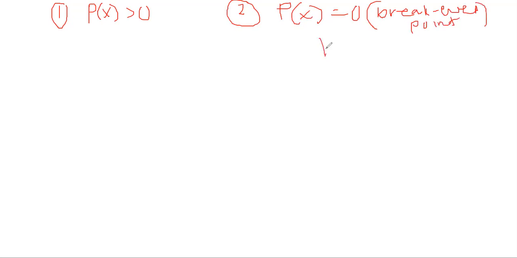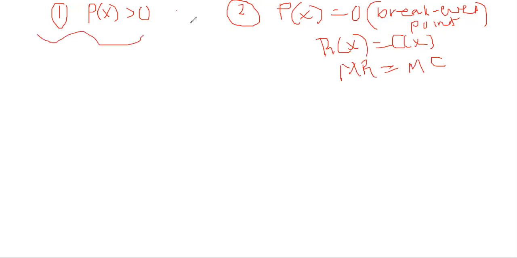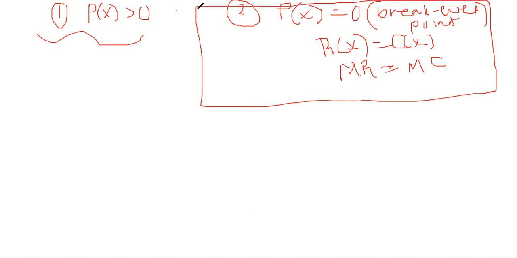Revenue equals to what? Cost. So at break-even point, those who have done economics, marginal revenue obviously will be equal to marginal cost. So some people can use this to solve the answer, but the easiest one is this. So we are going to use this condition to solve this question.